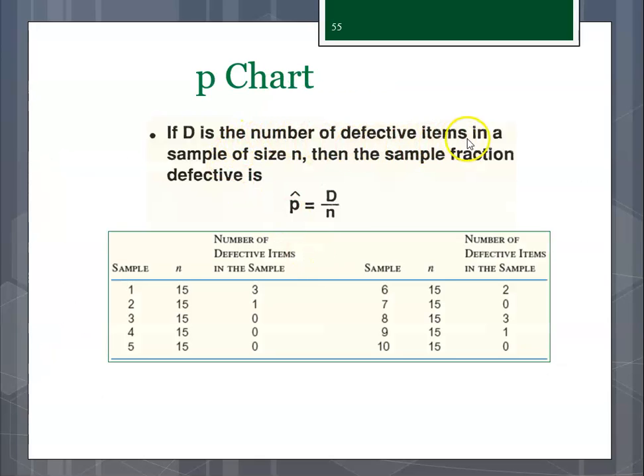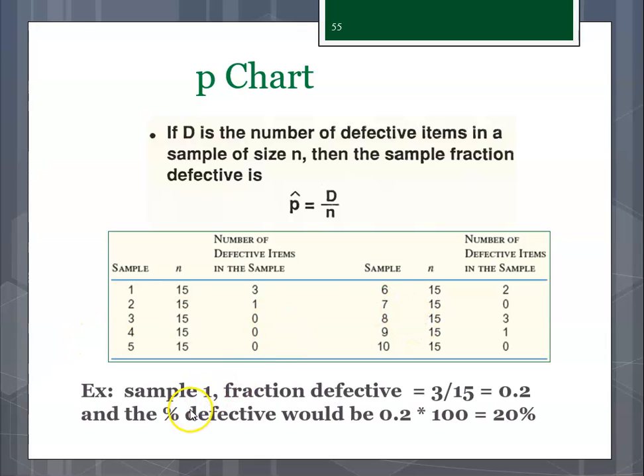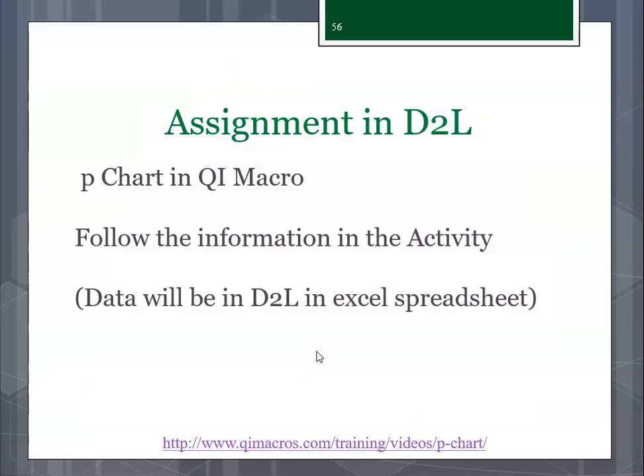So if D is the number of defective items in a sample of the size N, then the sample fraction defective is P equal to D over N, and that's just one of the pieces of information they give you here. So this percent defective would be about 20% here. This is giving you this information here.